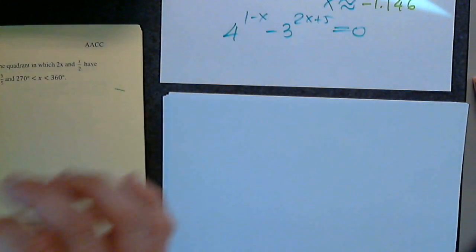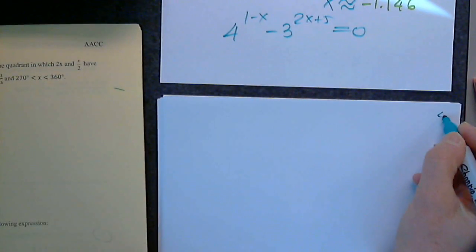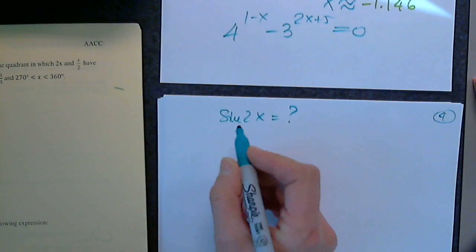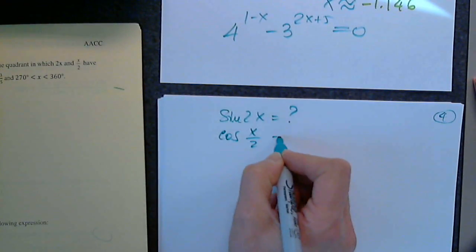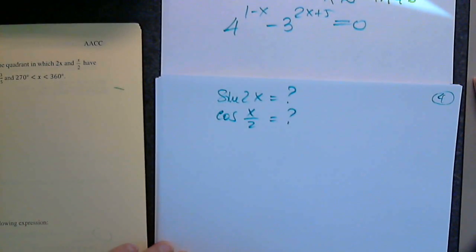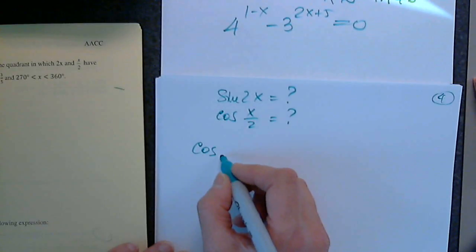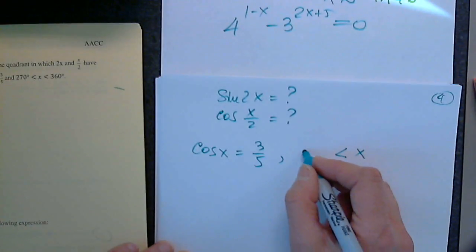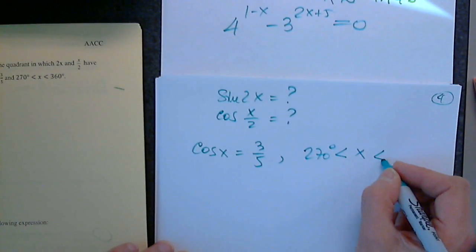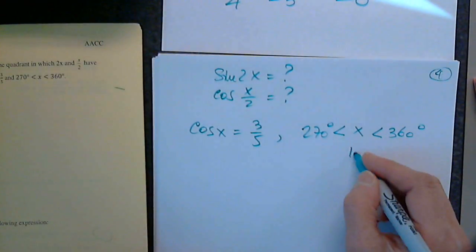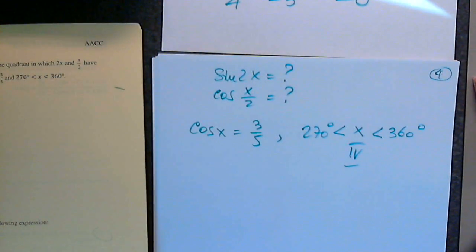Let's do 8. We are asked to find sine 2x, cosine x over 2, and the quadrant in which 2x and x over 2 have their terminal side. Given that we are only given that cosine x is 3/5, and x is between 270 degrees and 360 degrees. Which quadrant is that? 4. Very good.